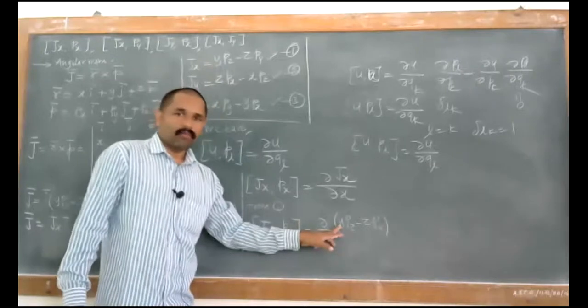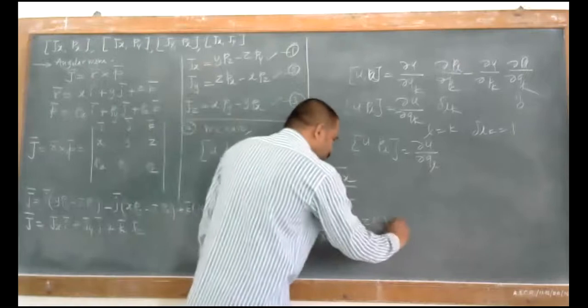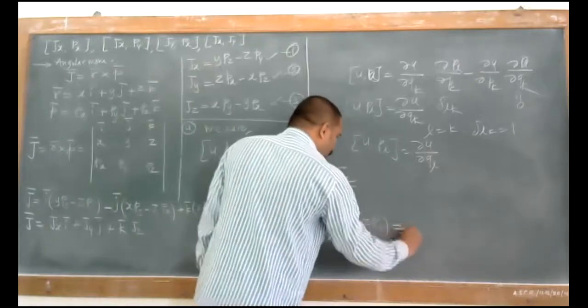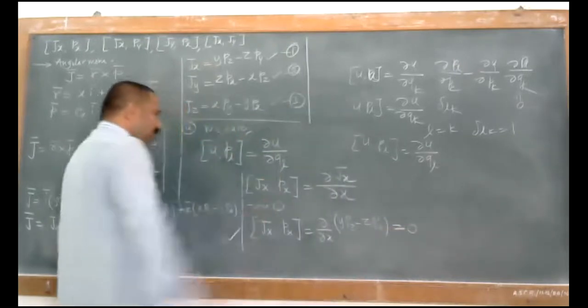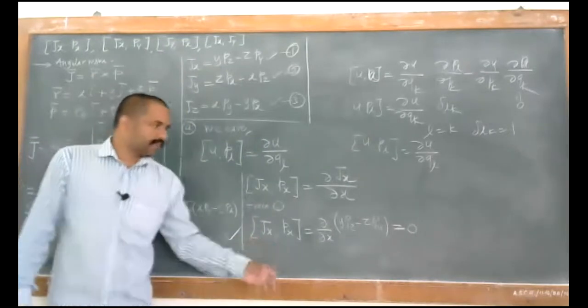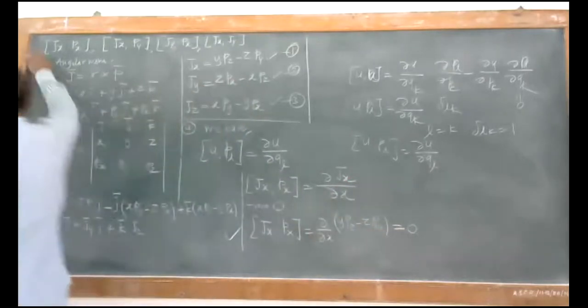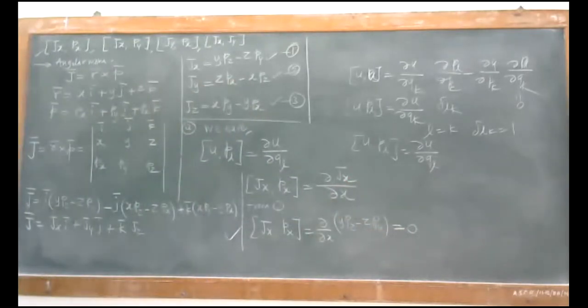Here we have the terms y, pz, z, py. None of the terms varies with respect to x. This means the first condition, the Poisson bracket of jx px, its value is 0. So the Poisson bracket of jx px comes out to be 0. Now we'll have to evaluate the second one.